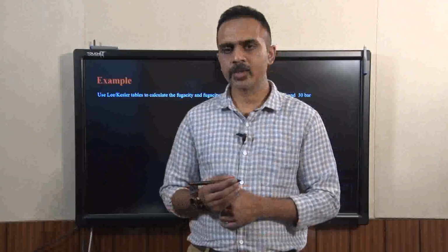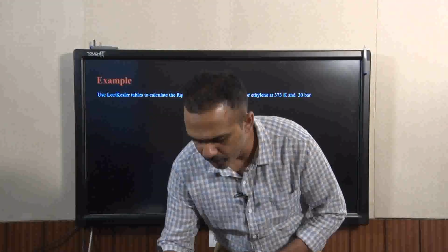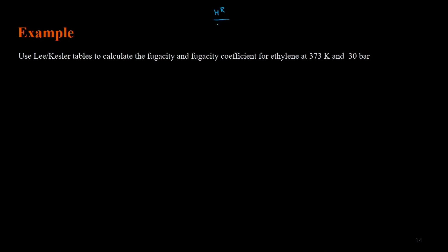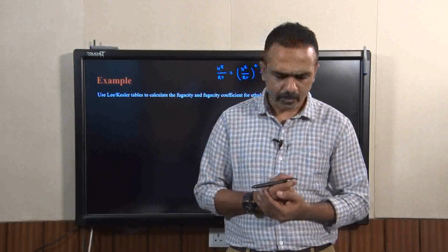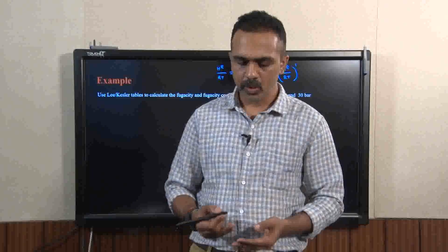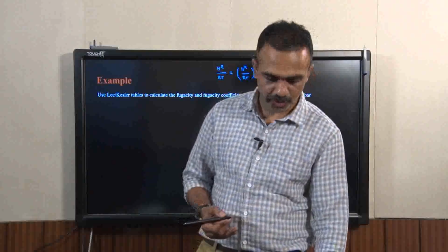One of the ways we have used Lee-Kessler tables to calculate the residual enthalpy is by calculating HR by RT via two quantities, HR by RT 0 plus HR by RT 1. Both these quantities can be obtained in two different tables at the given reduced conditions TR and PR, and then the total HR by RT was the sum of these two, the second quantity of course multiplied with the eccentric factor omega. Similar tables also exist for calculation of fugacity coefficient.